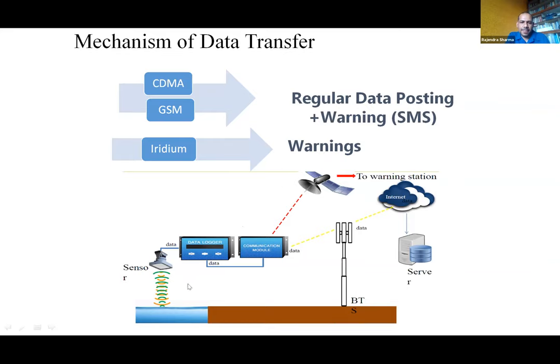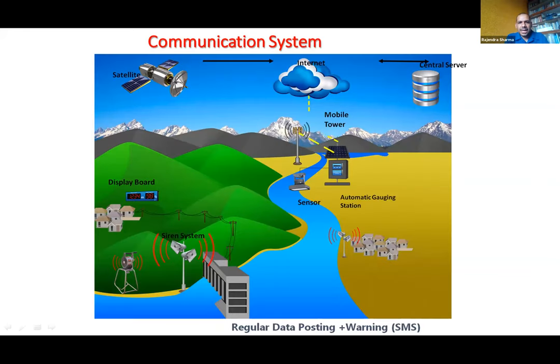This is the figure to show the mechanism of data transfer. This is the same figure shown from a different angle. For satellite phone, we use it only for warning purposes because it is costly, but for regular data posting, we use GSM and CDMA phone.